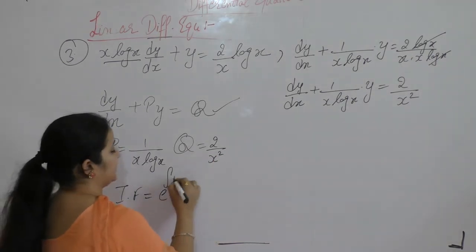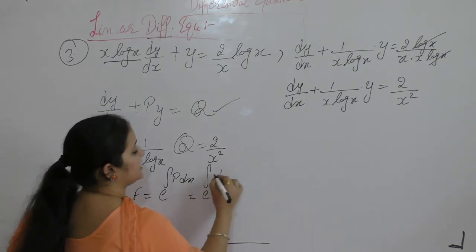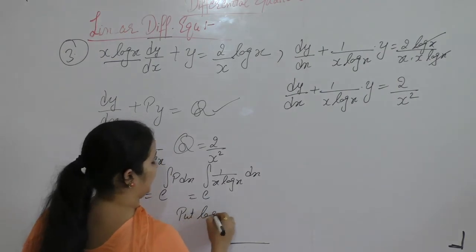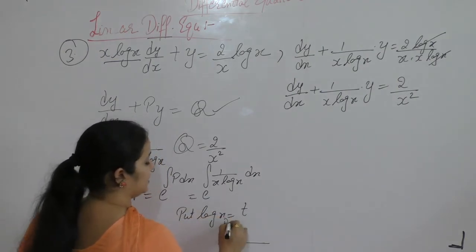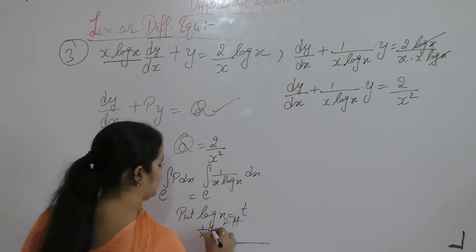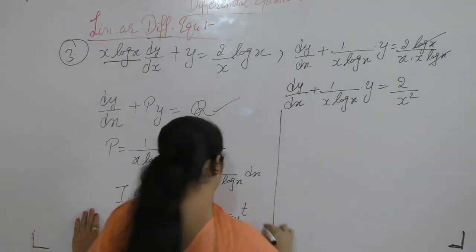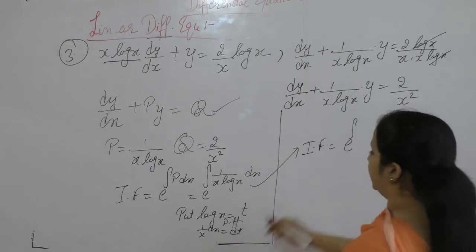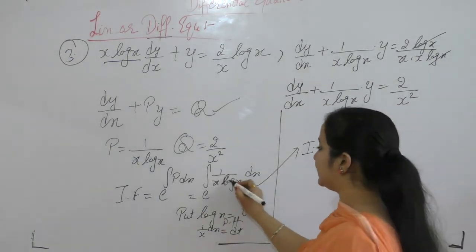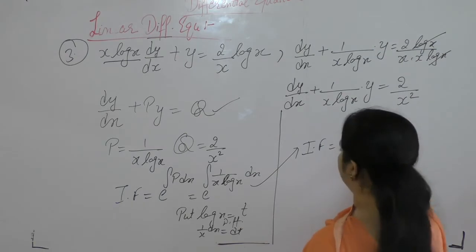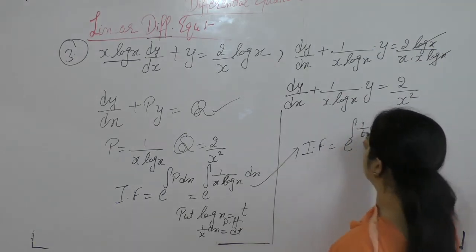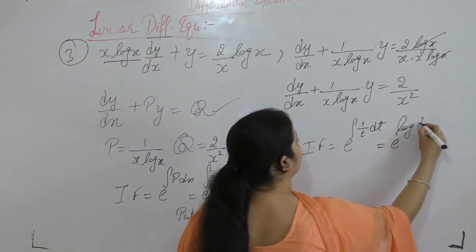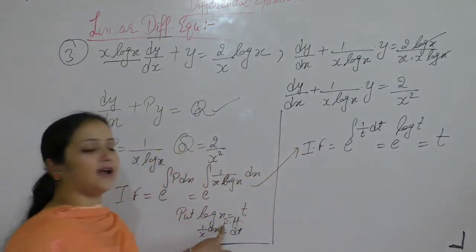Now integrating factor, integral of p dx, p is 1 by x log of x dx. Put log of x as t, we have the derivative of log x here. Derivative of log x is 1 by x, dx is equal to dt. So integrating factor is equal to e to the power integral of 1 upon x dx, which is dt, and log x is t. Integral of 1 upon t is log of t, so e power log of t, that is t. And what is the value of t here?